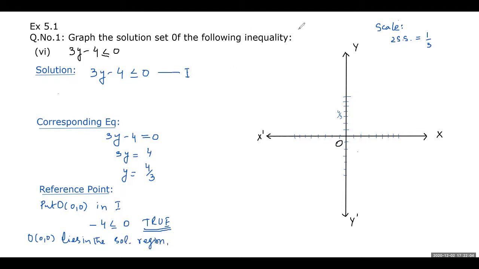Let's get to the graph. When you draw this graph on the graph paper, you better use this scale: 2 small squares equals to 1 by 3. So this is 1 by 3, again 2 by 3, 3 by 3, 4 by 3. Same on x-axis and same on the negative sides. Now I have to draw y equals to 4 by 3. So here it is, y equals to 1 by 3, 2 by 3, 3 by 3, and here it is 4 by 3. Let's draw this.